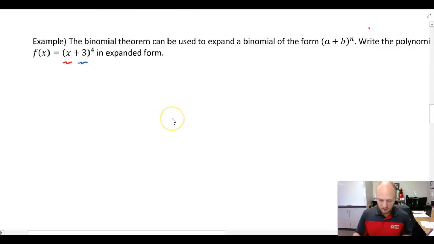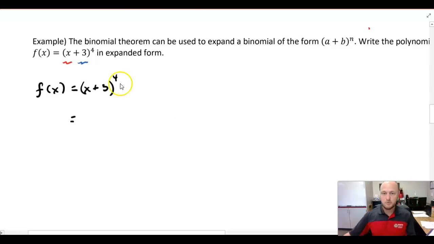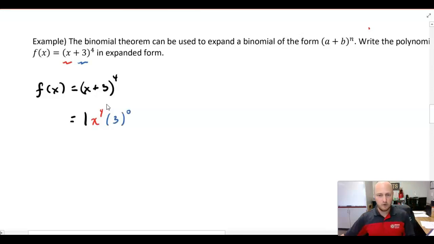Okay, so if I want to go ahead and expand f of x, which is x plus 3 to the power of 4, this is going to be equal to, I'm going to put my coefficient. My coefficient is 1, and then I have x to the power of 4, and then we have 3 to the power of 0. Your second term starts with the power of 0.